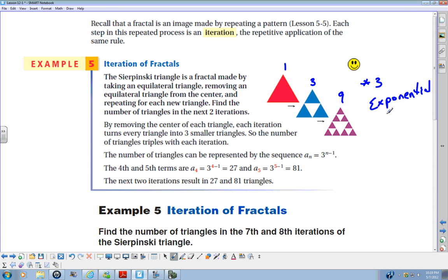So that would be using the function, in this case then, a sub n equals 1 times 3 raised to the power of n minus 1. And to be able to find that, you have to look for the pattern. What is it doing? So in this case, they multiply. Instead of having 1, we have 3, then 9. So if you examine this closely enough, you can see that they're multiplying by 3 each time.